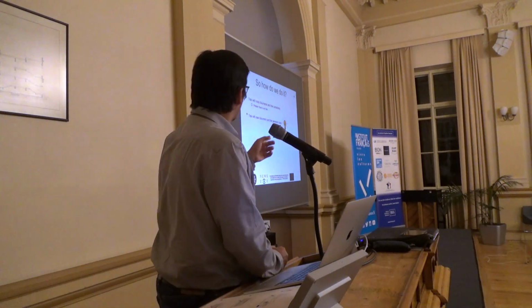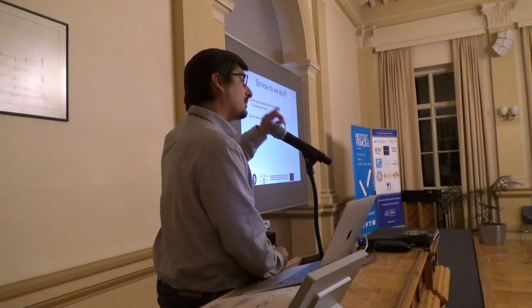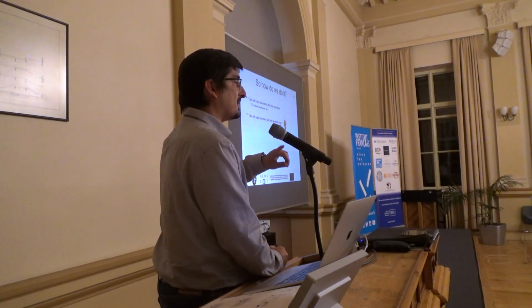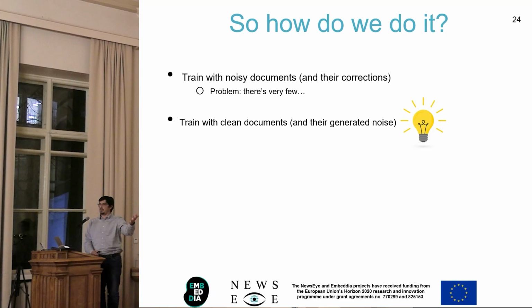We reverse the problem. Instead of training with noisy documents and the correction, we take correct text and we put noise in it. So then we have something noisy and we have the correction that we actually had before. So we just take it the other way around.